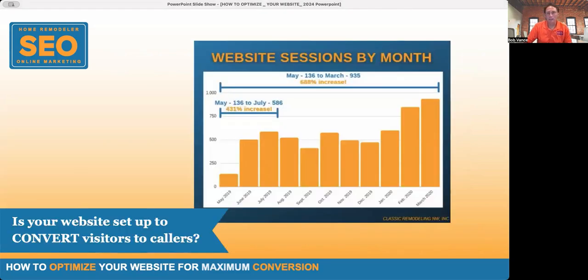So just real quick, here's another example of a client of ours where we took over, and you can see what their website sessions did right after we optimized their website. Like, that is not a made up graph. That is what we call a hockey stick graph. You're there, and then just boom, straight up you go. That's a massive difference in the number of website sessions, and it really reflects itself in the number of calls that you're getting too.